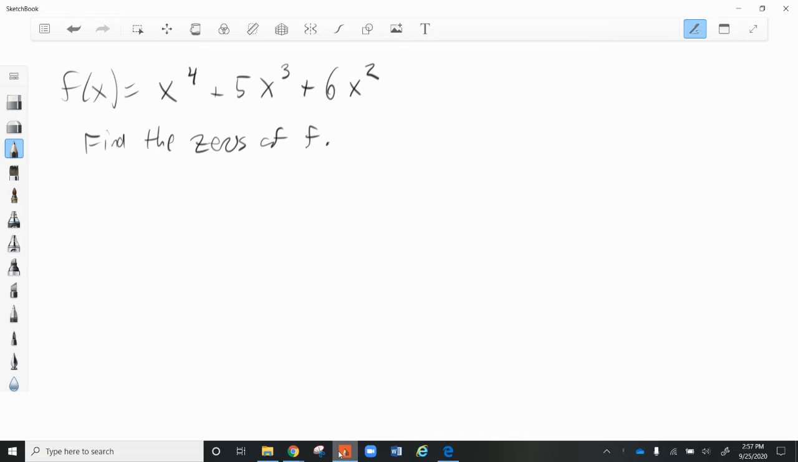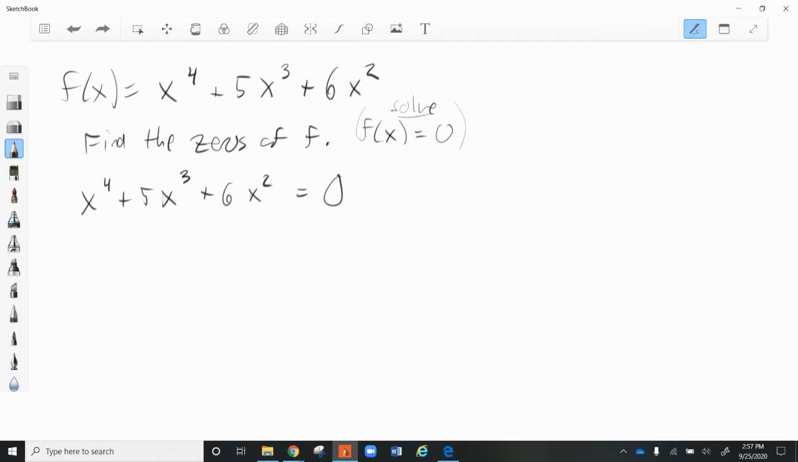When you want to find the zeros of a function, so here I have a function f of x, a polynomial, degree 4. I want to find the zeros. That just means you want to solve f of x equals 0. This is the same as finding the x-intercepts. So if we have x to the 4th plus 5x cubed plus 6x squared equals 0, we can solve something like this if we can factor this function on the left side. So in this case, we can.